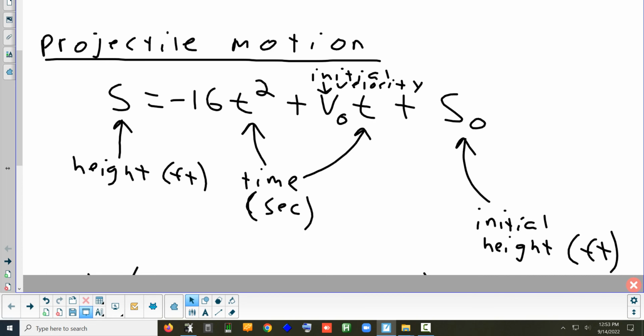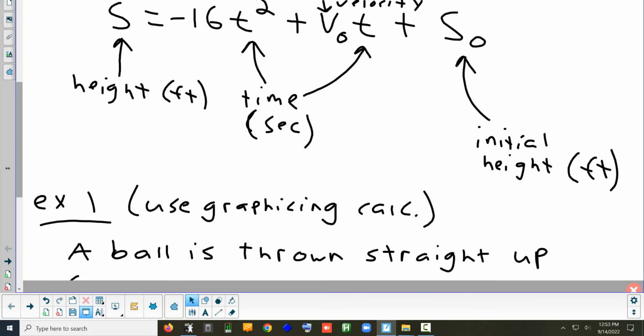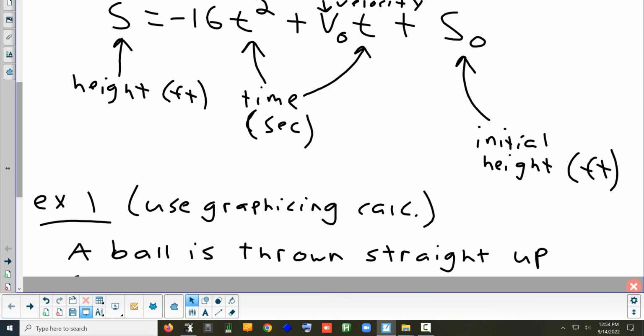So we're going to look at it again, but we're not going to calculate when the object is exactly at a certain height. We're going to calculate when the object is either less than or greater than a certain height. So we're going to do it with an inequality today. And we're going to use the calculator to do this one.